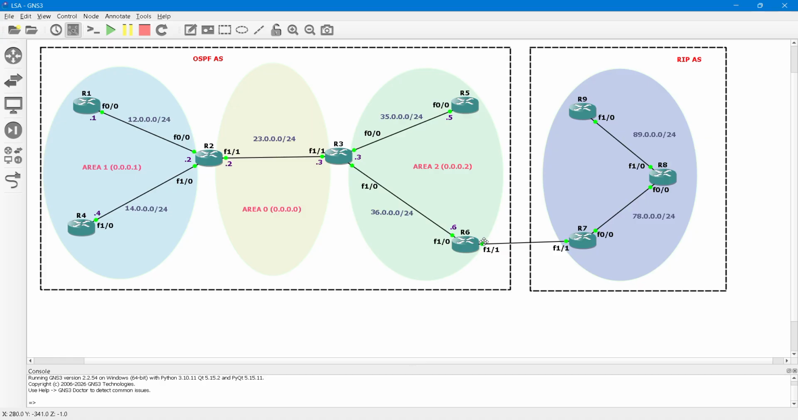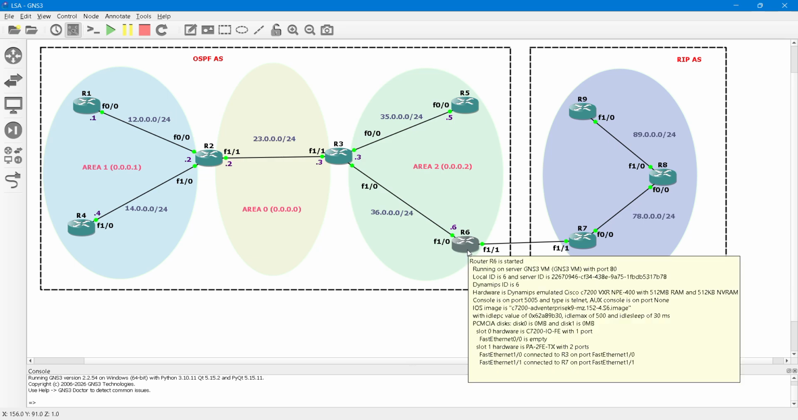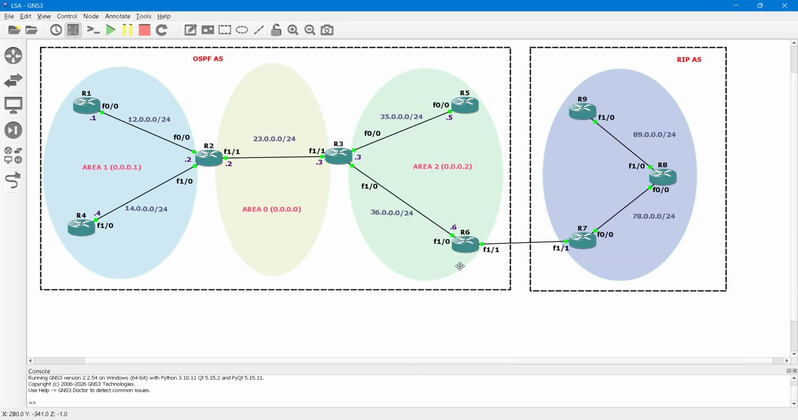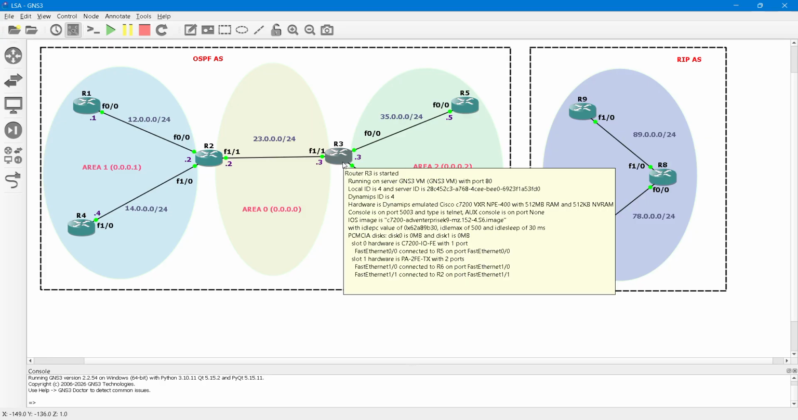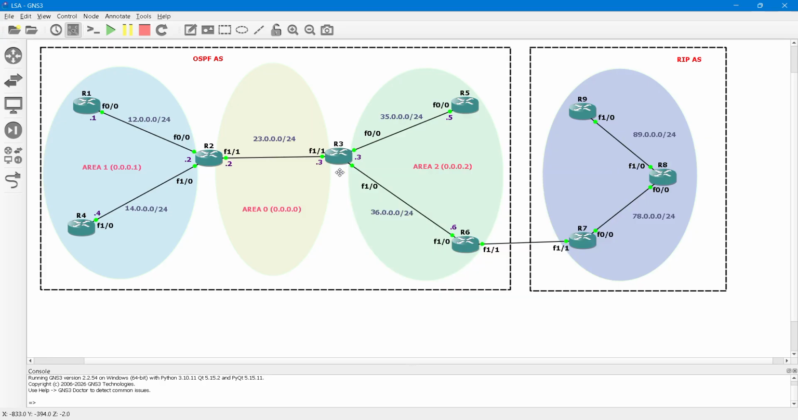Then next up, let's take type 5 LSA first, or external LSA. Who generates that? R6, the ASBR, autonomous system border router. After that, who generates type 4 LSA, the ASBR summary LSA? That is R3, the ABR, area border router. Right. So this was it for this lecture. I hope you enjoyed. See you in the next one.